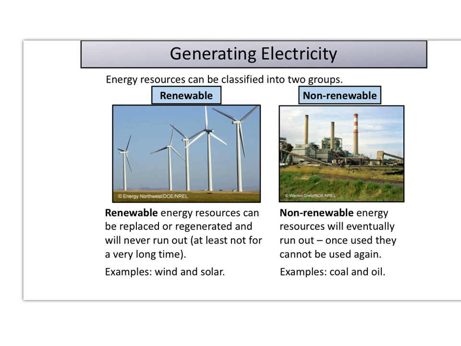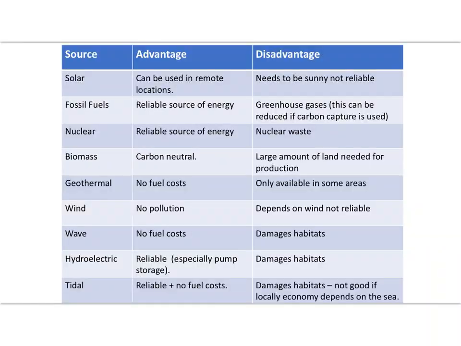Non-renewable energy resources will eventually run out, and once they've been used, they cannot be used again. Examples of non-renewable energy resources include coal and oil. We're now going to look at the different methods you can use to generate electricity.